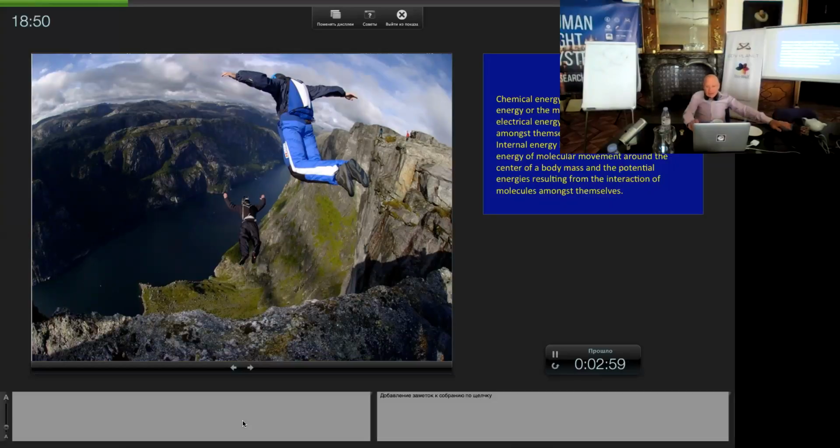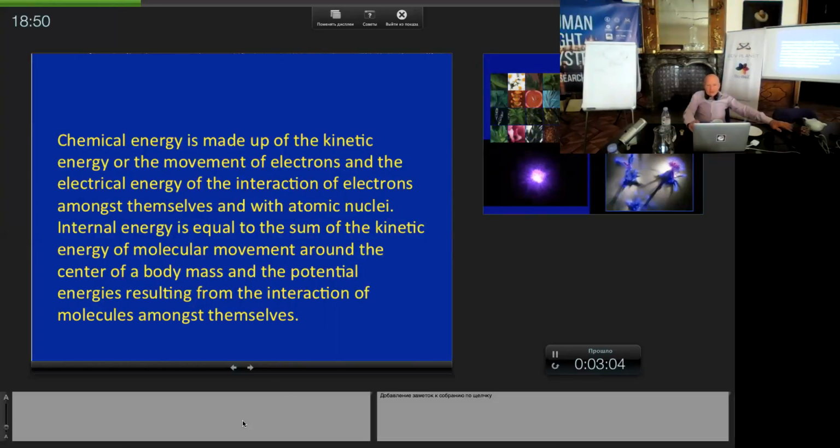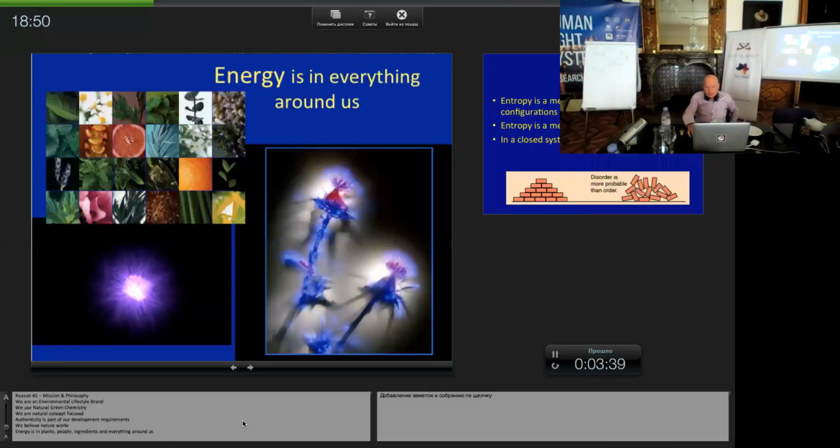And chemical energy is made up of the kinetic energy of the movement of electrons and the electrical energy of the interaction of electrons among themselves and with atomic nuclei. Internal energy is equal to the sum of the kinetic energy of molecules moving around the center of a body's mass and the potential energies resulting from the interaction of molecules among themselves. So you see, all this is quantum processes. That's important. We need to understand that all our energy is based on quantum processes. And energy is everything around us.